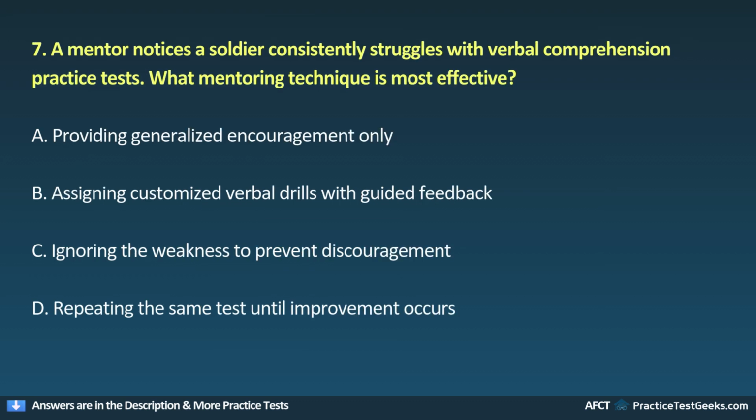7. A mentor notices a soldier consistently struggles with verbal comprehension practice tests. What mentoring technique is most effective? A. Providing generalized encouragement only. B. Assigning customized verbal drills with guided feedback. C. Ignoring the weakness to prevent discouragement. D. Repeating the same test until improvement occurs.